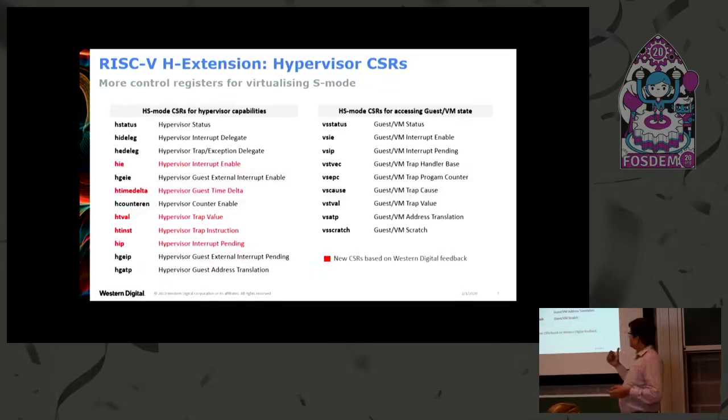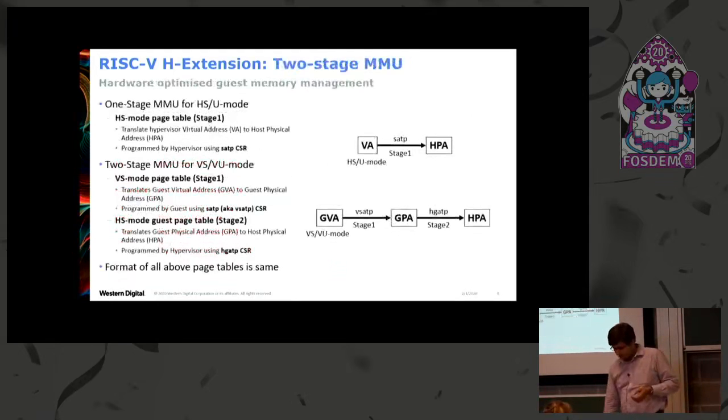And then the right side ones are the VS CSRs, which allow HS mode to access the VS mode state. All S mode CSRs are not covered in these VS CSRs. Only the critical ones are covered, and the ones which are not covered by these VS CSRs will trap and be emulated in the hypervisor.